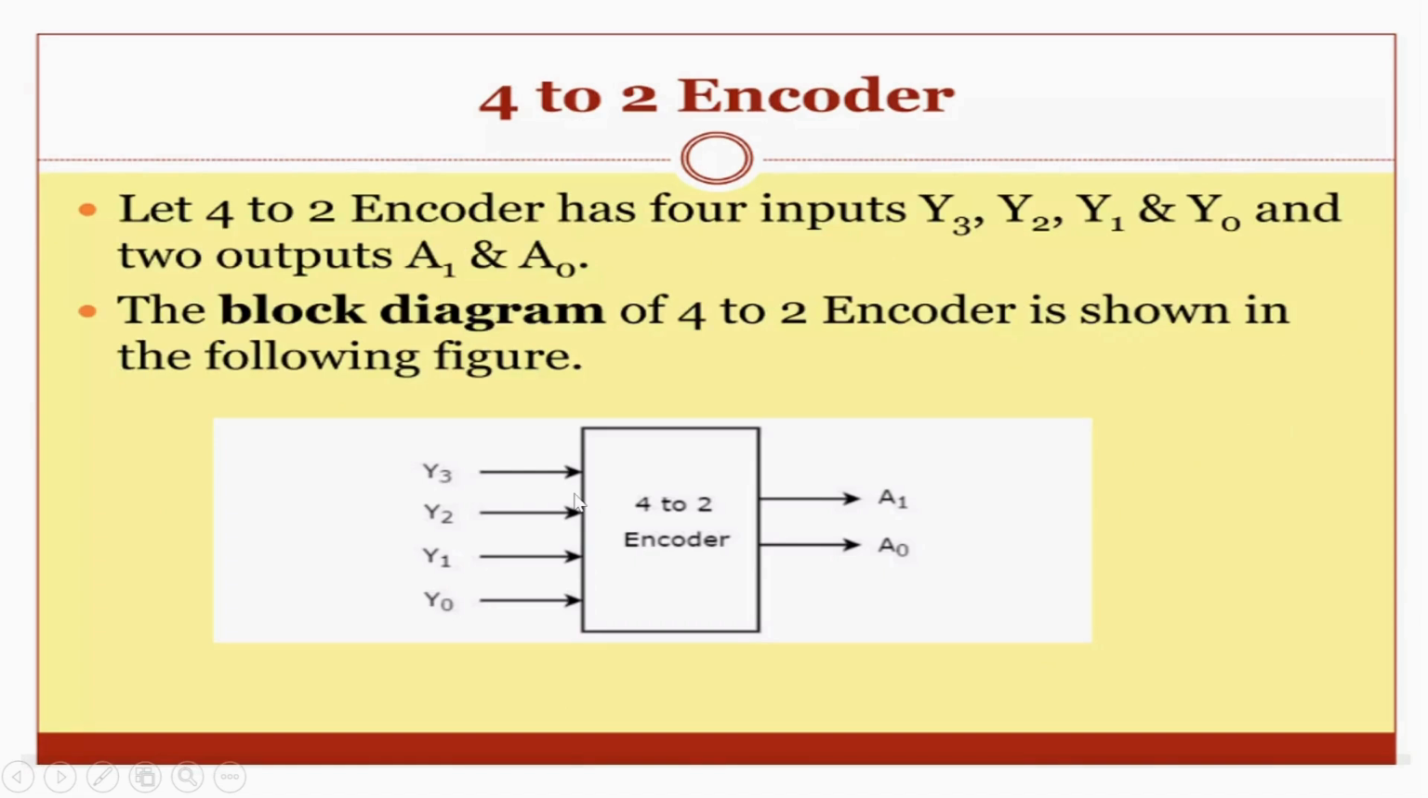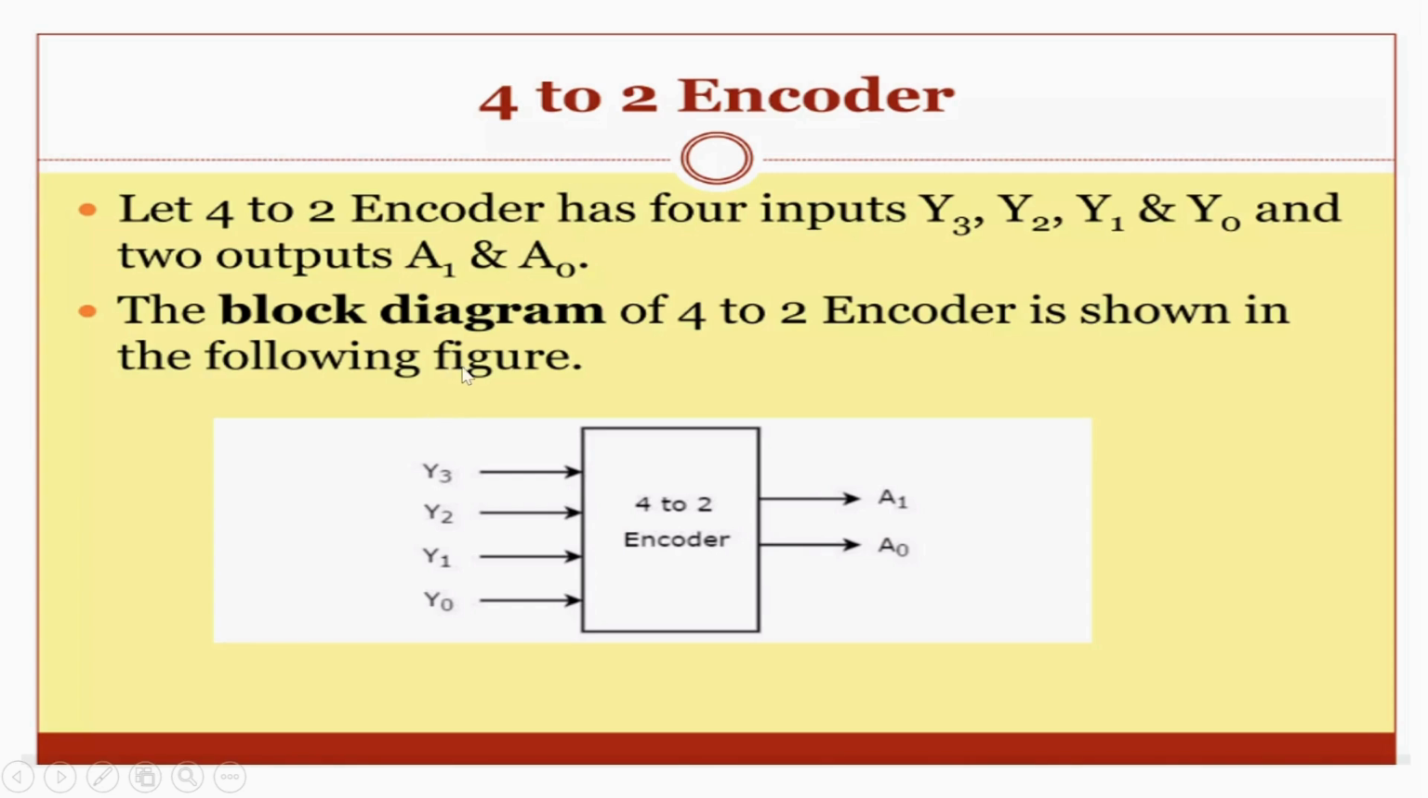So now we will talk about the 4 to 2 encoder. By seeing the name, we can understand that 4 to 2 means there will be 4 inputs, and for that we will get 2 outputs. Here the inputs we denoted as y0, y1, y2, y3, and the outputs we denoted as a0 and a1. You can set them on your own, whatever you like. So this is the block diagram.